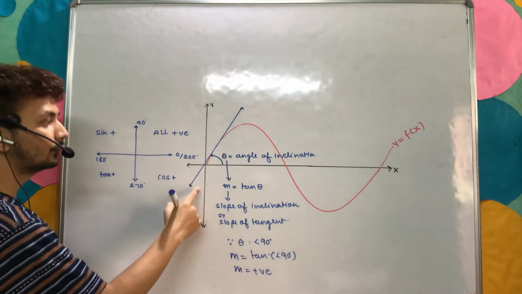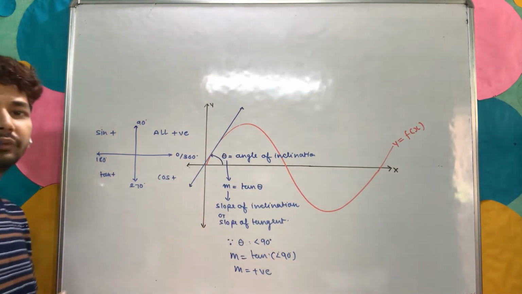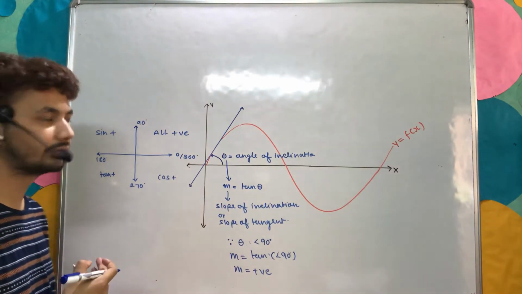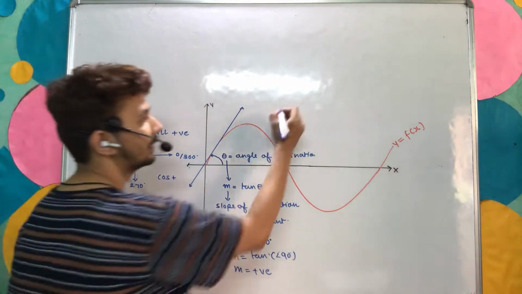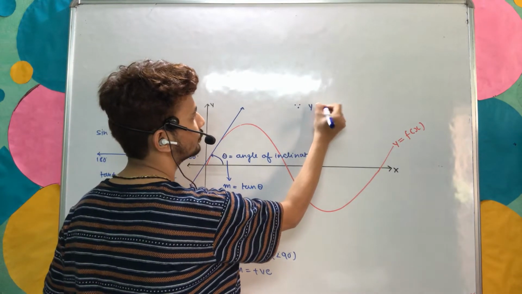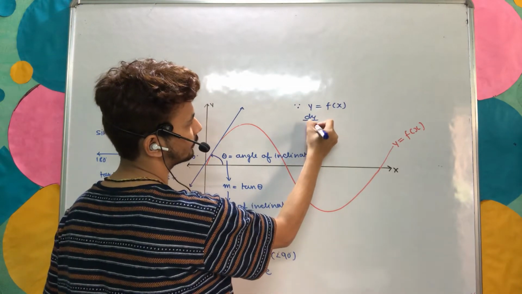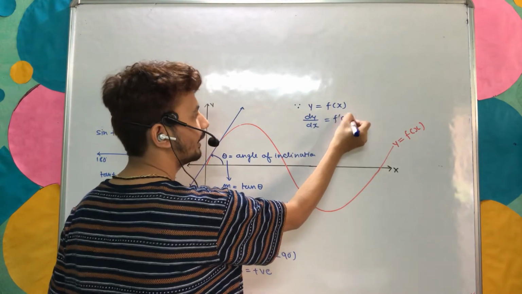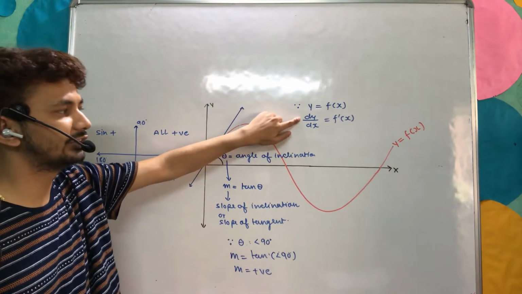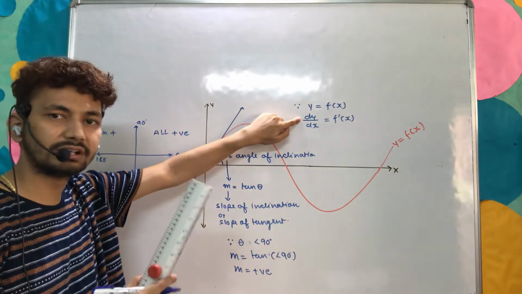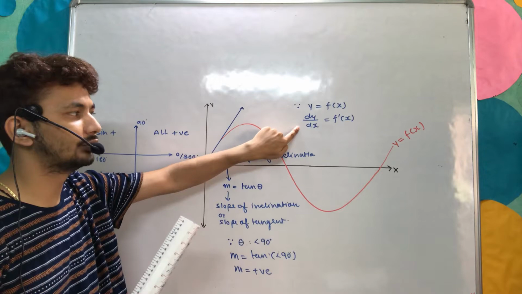And we know one thing: whenever we draw a graph and want to calculate the slope of the tangent of a graph, we differentiate the function. Since I have the graph y equals f(x), I will differentiate the function to get dy by dx, or f dash x. Why are we differentiating it? Because it tells us the change in y, the change in vertical, with respect to the change in x, the change in horizontal.